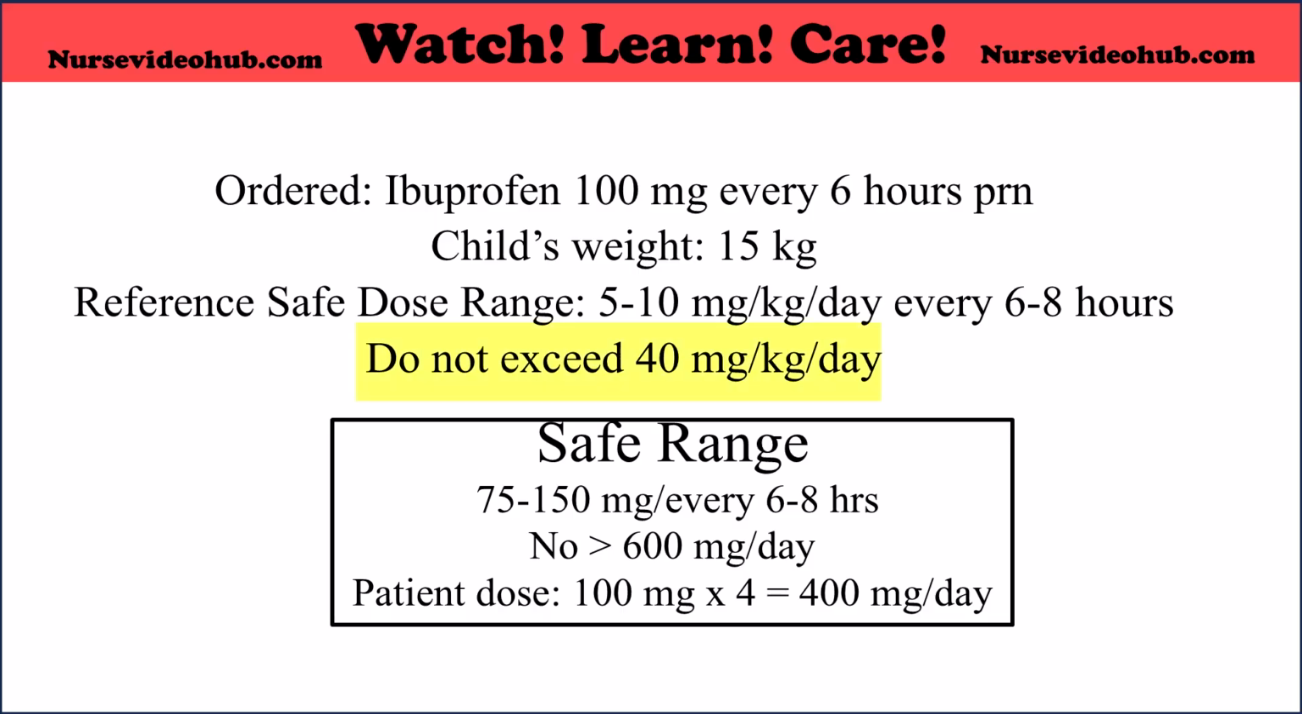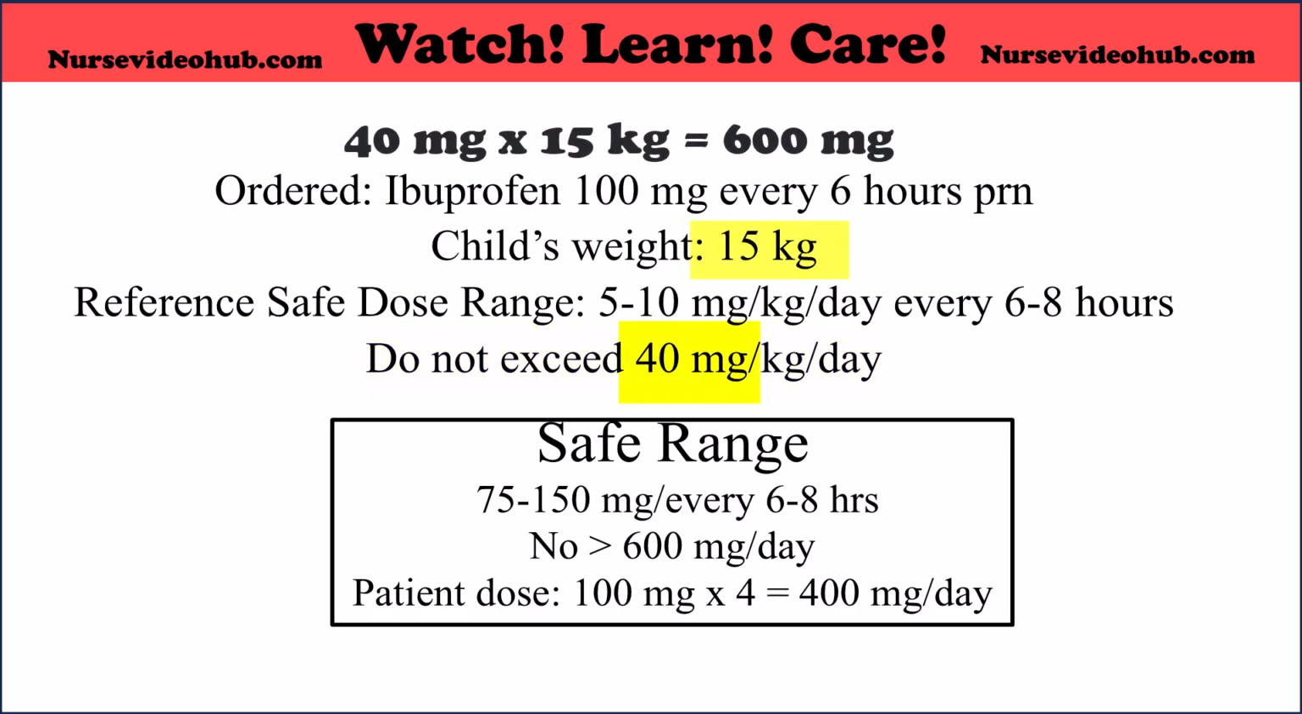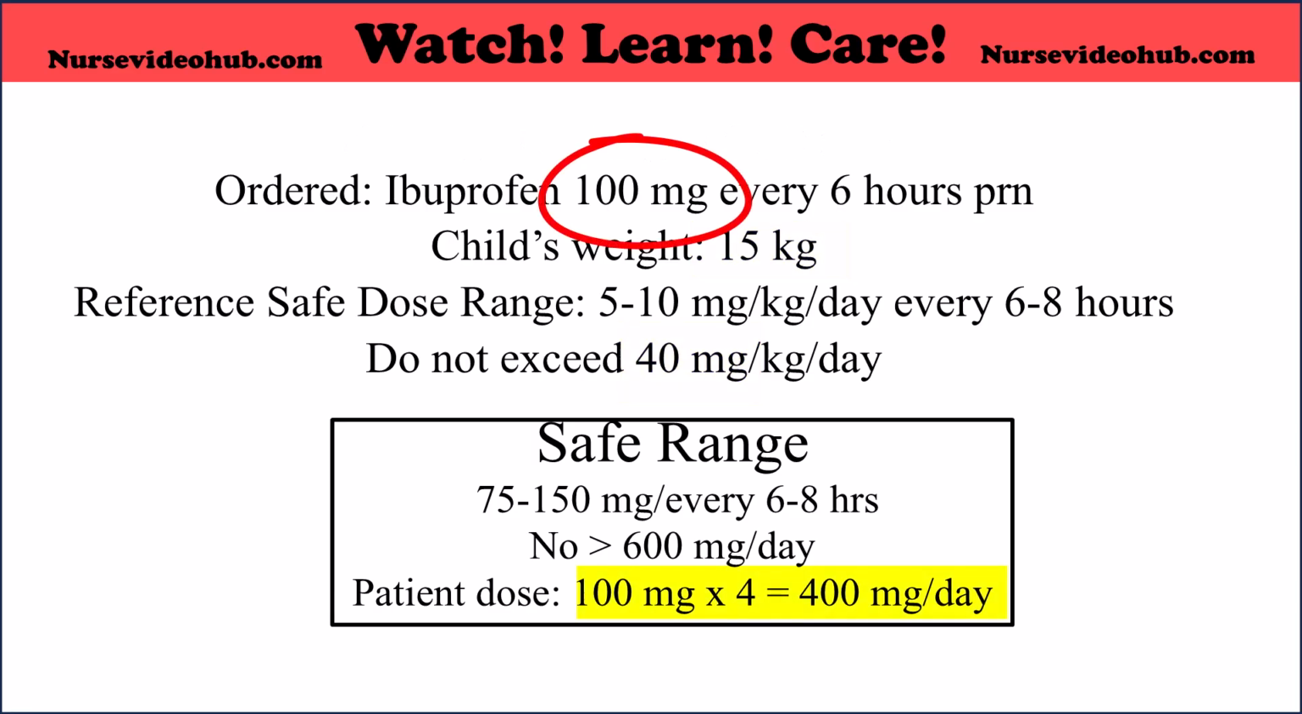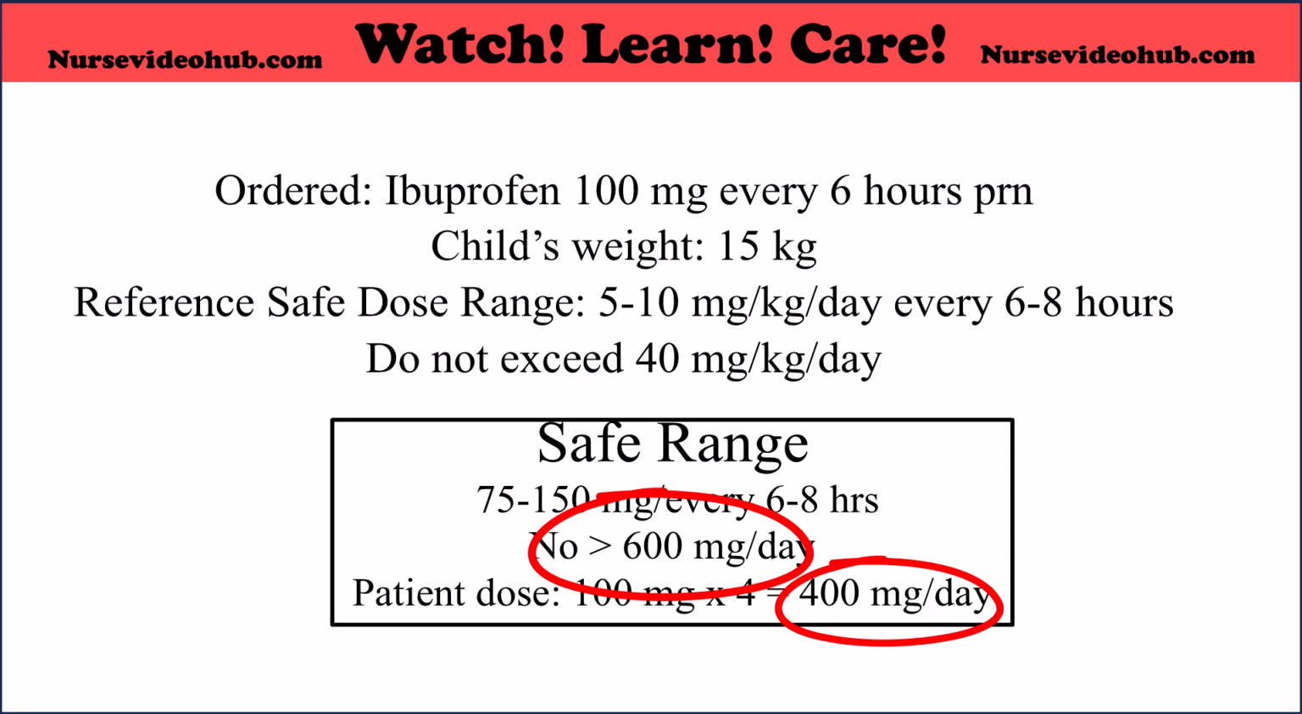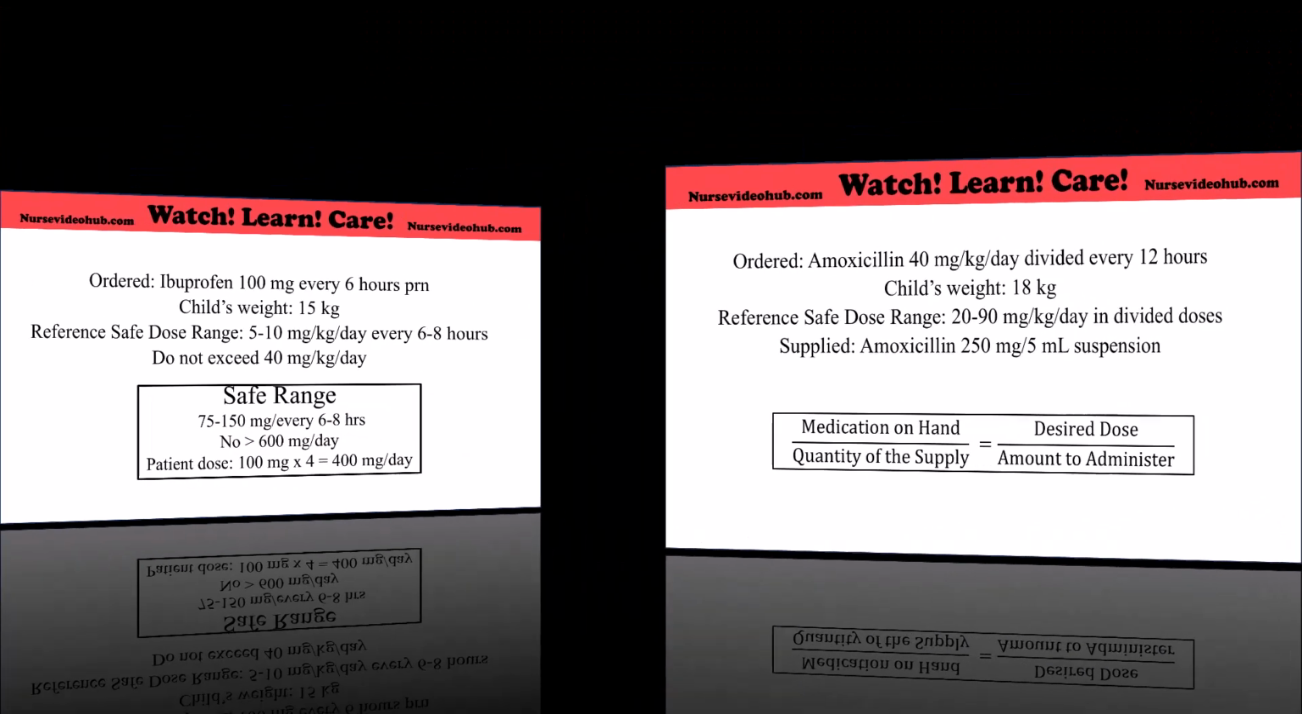The daily dose should not exceed 40 milligrams per kilogram per day. That works out to be 40 milligrams times 15 kilograms, or 600 milligrams per day. If the patient receives 100 milligrams 4 times a day, that would be 400 milligrams, which is below the 600 milligram limit. Again, the dose is safe to administer. The safe daily range of this medication for this patient is between 75 and 100 milligrams every 6 hours, with no more than 600 milligrams per day.